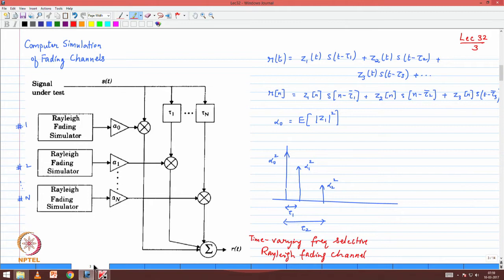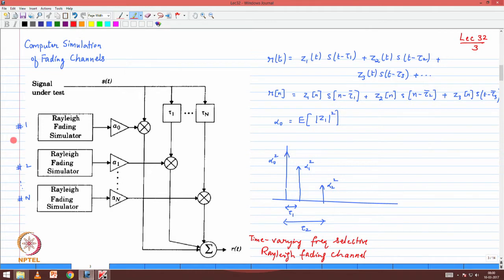Most often the practical realization does not require you to have just one tap, but multiple taps. That means you have to call the Rayleigh fading simulator multiple times. If you just call them and do not specify the random phases, what is important is that you would have to set different random phases for each of them.